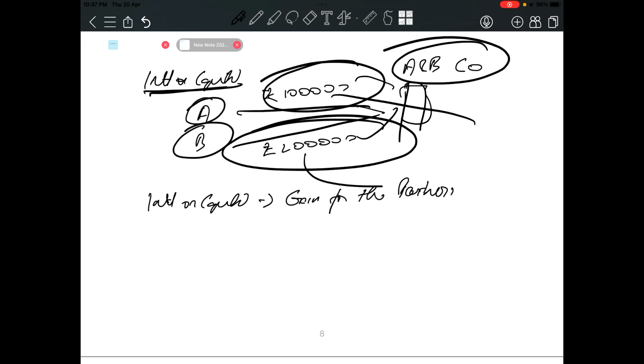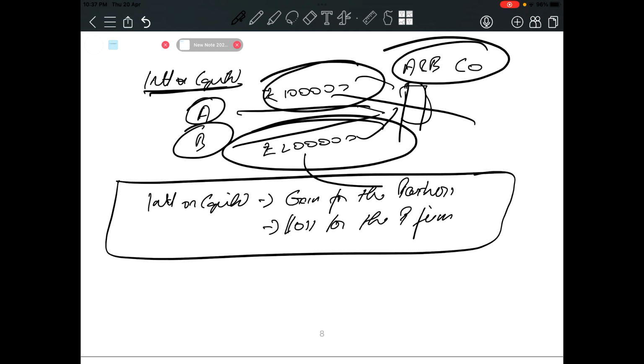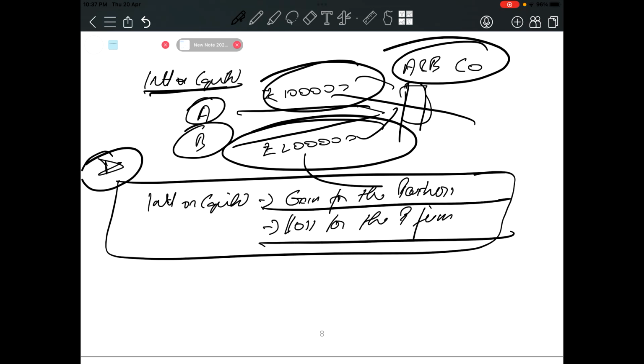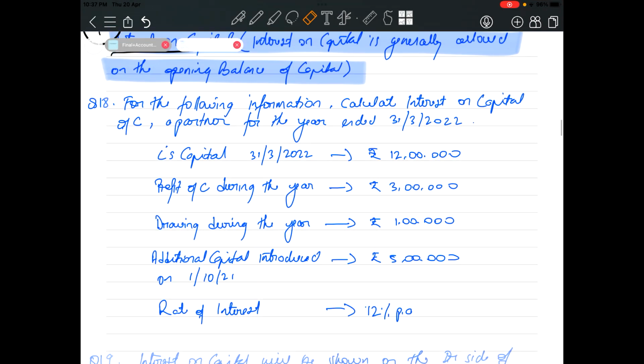There is another concept related to interest on capital, the logic of why they give interest on capital, which I will not discuss right now. Interest on capital is a gain for the partner and a loss for the partnership firm. Try to remember these two points. Interest on capital is a gain for the partner, and it is a loss for the partnership firm. Now let's move to the questions.